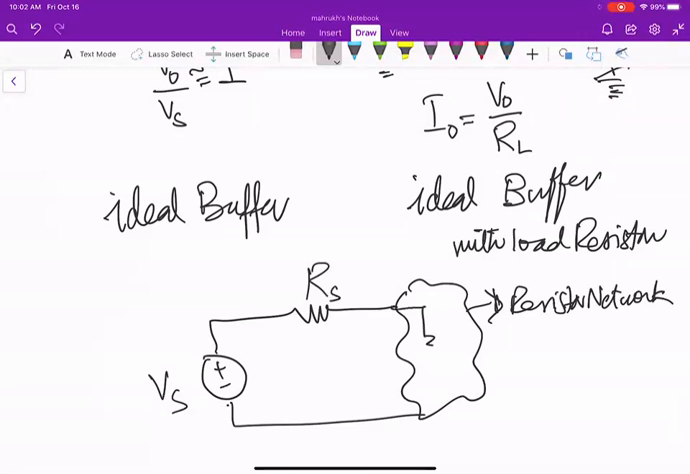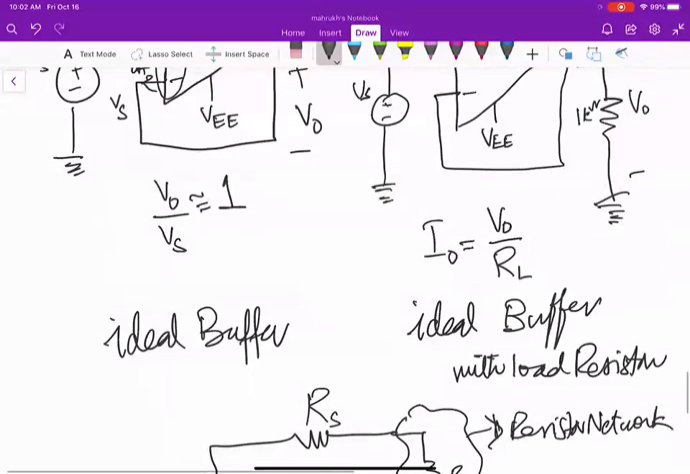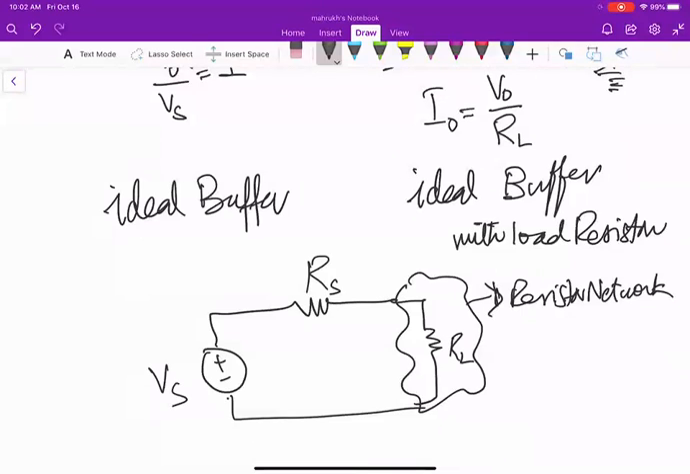So if this resistor network is RL, why are we not just doing this and getting the voltage V naught across RL? What do you think? And why are we connecting the op-amp in between? Because right now its gain is 1.